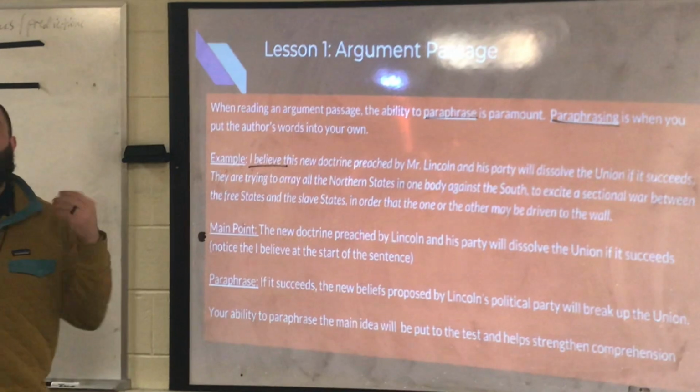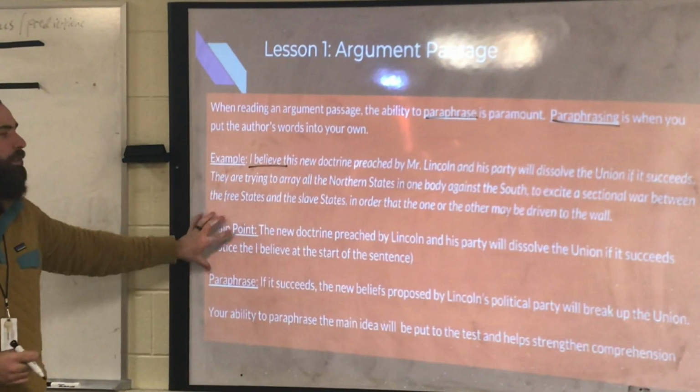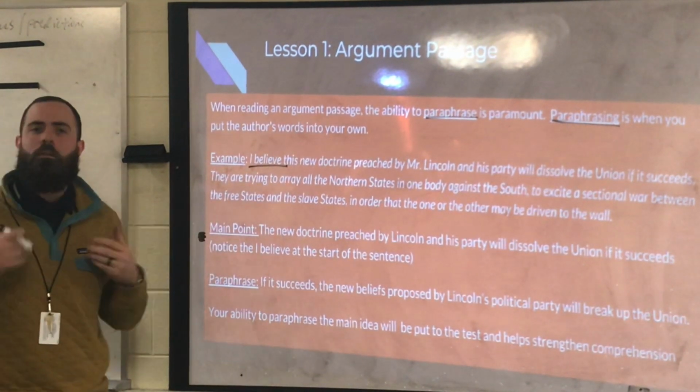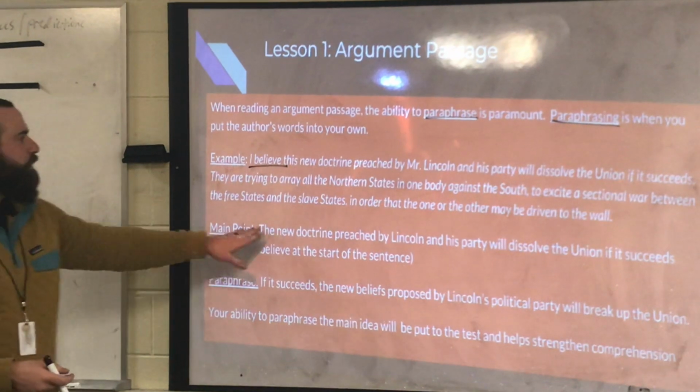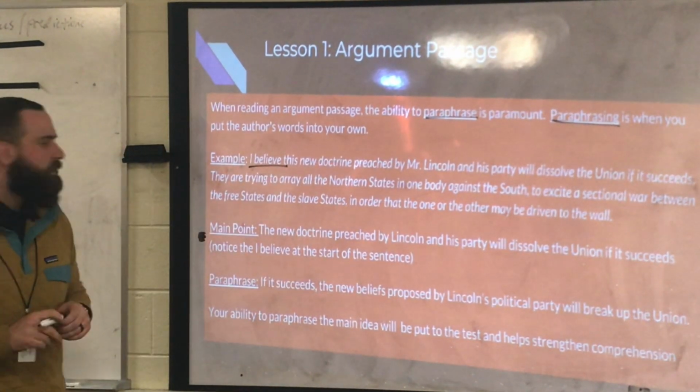So that tells me we're leading into our argument. So the first thing I'm going to do is pull out the main point. I'm going to take it word for word. I know the argument or the point this author is trying to make is that the new doctrine preached by Lincoln and his party will dissolve the Union if it succeeds.